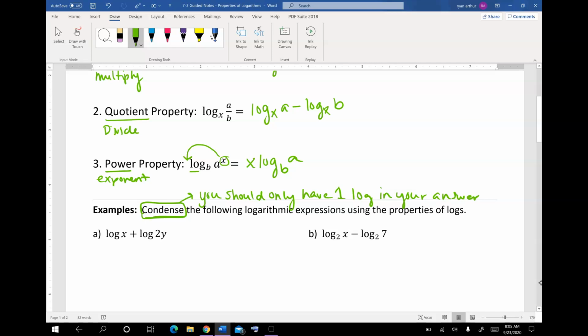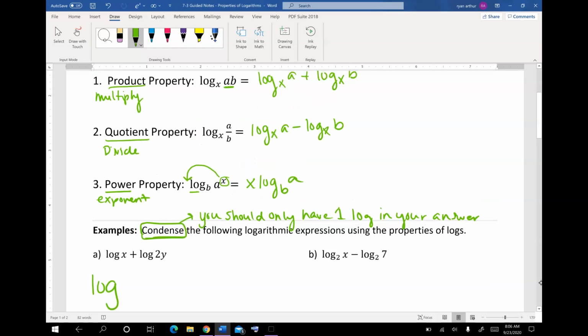So in A, it has log. Remember, if there's not a base there, it's an understood 10. So it says log base 10 of x plus log base 10 of 2y. I want to condense these two. Condensing means I'm only going to have one log. So I'm going to write that one log down because I know that's all I'm going to have. I am adding right here. So when you add, when you condense, it turns into multiplication. So all I'm going to say is x times 2y. And that's absolutely it.